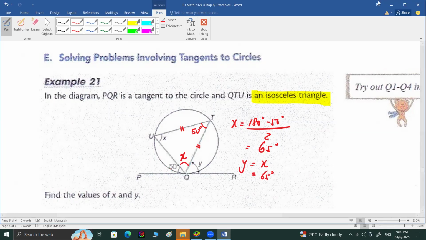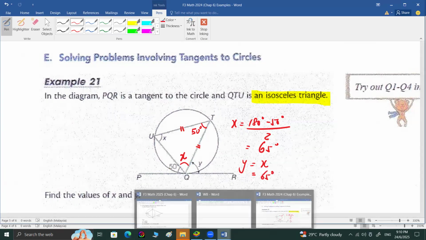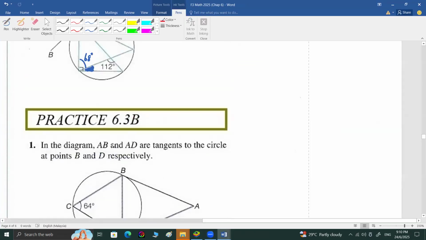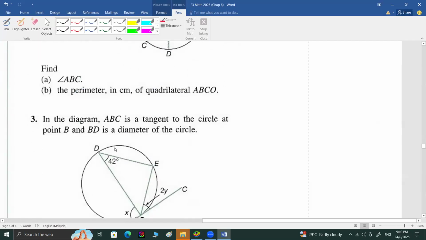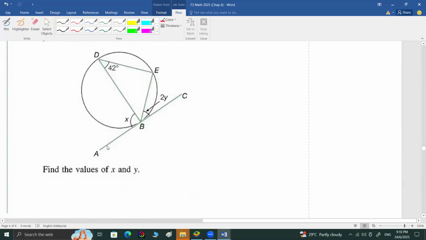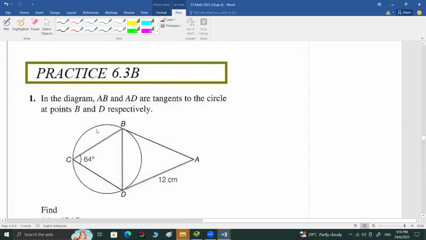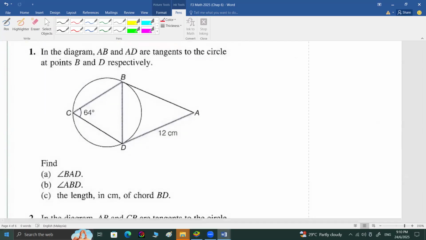Right now, your turn, you try question 1 to question 4. Okay, have a try, 6.3b, number 1 to number 4. So make sure you try, class, especially for you that join online. Don't sit in there and wait for the answer, yeah? Okay, so keep trying. Question 1 to question 4.